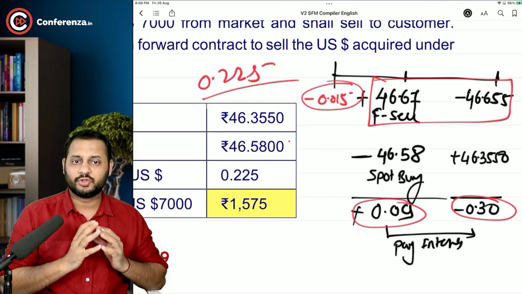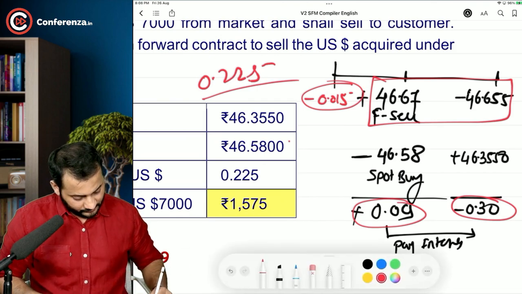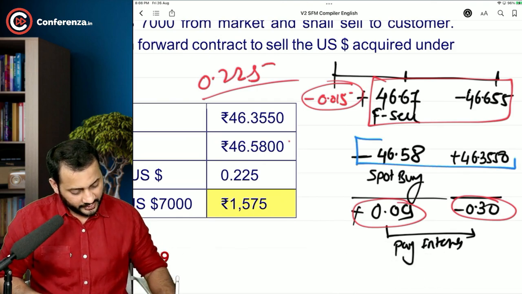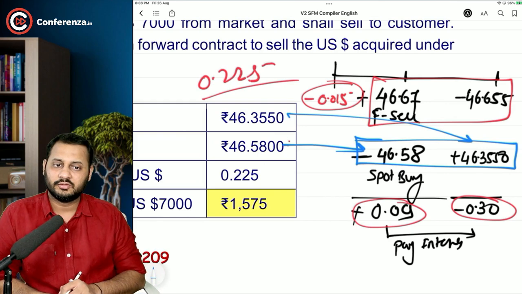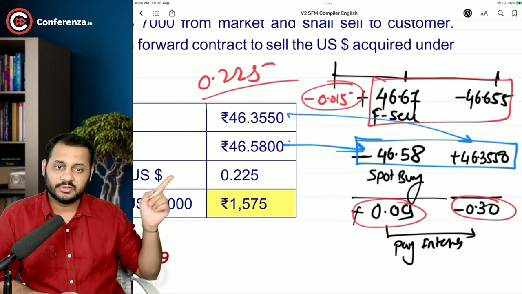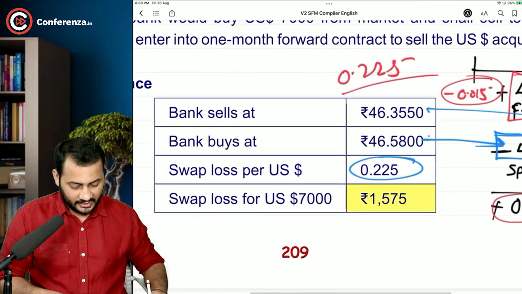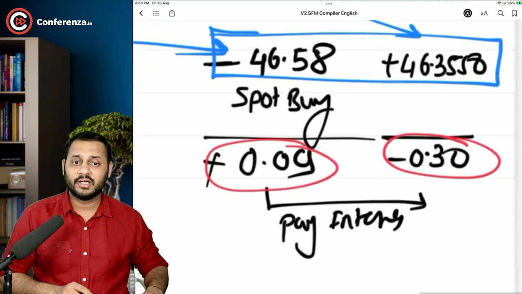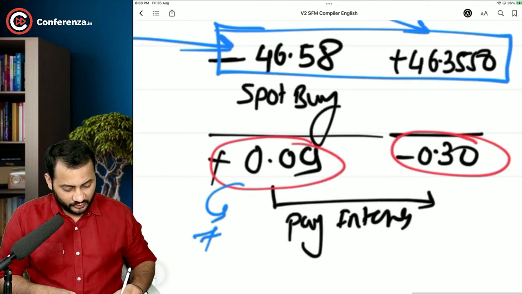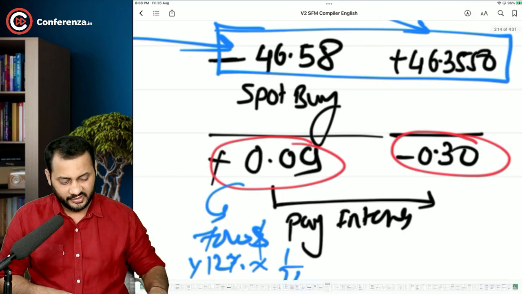This is the total loss to be recovered from the customer, and we can calculate it with the difference between the two new contracts, 46.58 and 46.3550. The difference between these two new contracts covers all the profits and losses, which is 0.225 on $7,000. The loss to be recovered is 1575, and we need to make an interest payment on this: 0.09 into $7,000 into 12% for 1 month. Very small amount.